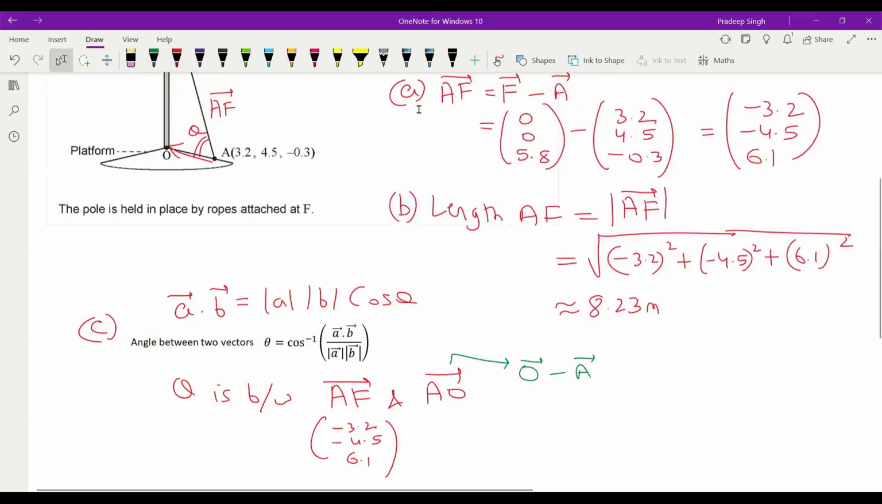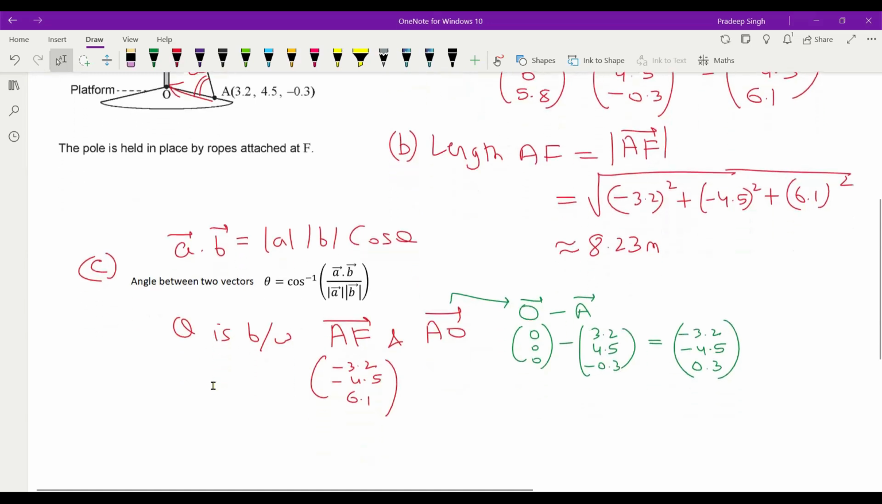Like we did in part A, AF was F minus A. In this case, AO will be O minus A. O is the origin, which is 0, 0, 0, and A is 3.2, 4.5, and minus 0.3. The coordinates of A were already given in the diagram. So simplifying this, your AO vector will become minus 3.2, minus 4.5, and plus 0.3. Now we have established the two vectors between which we have to find the angle.